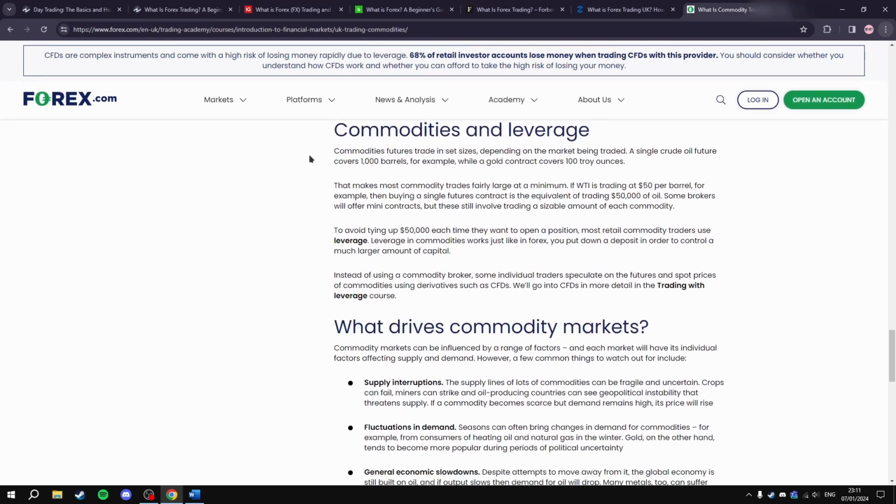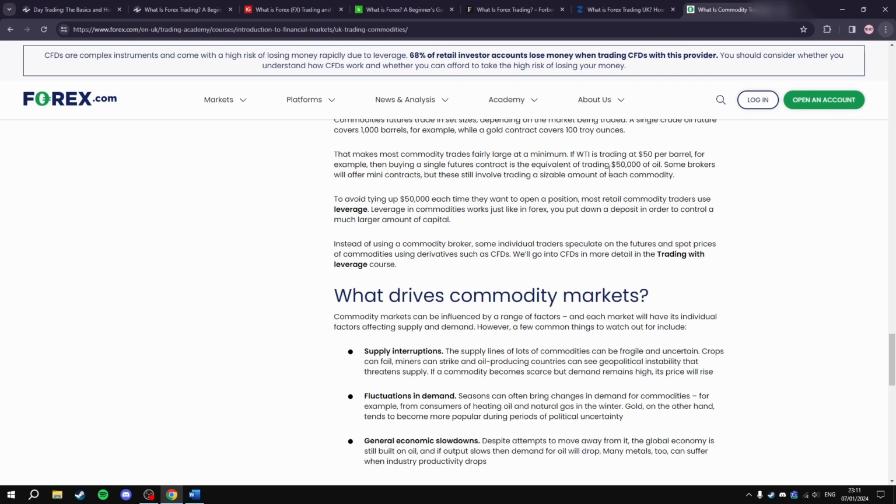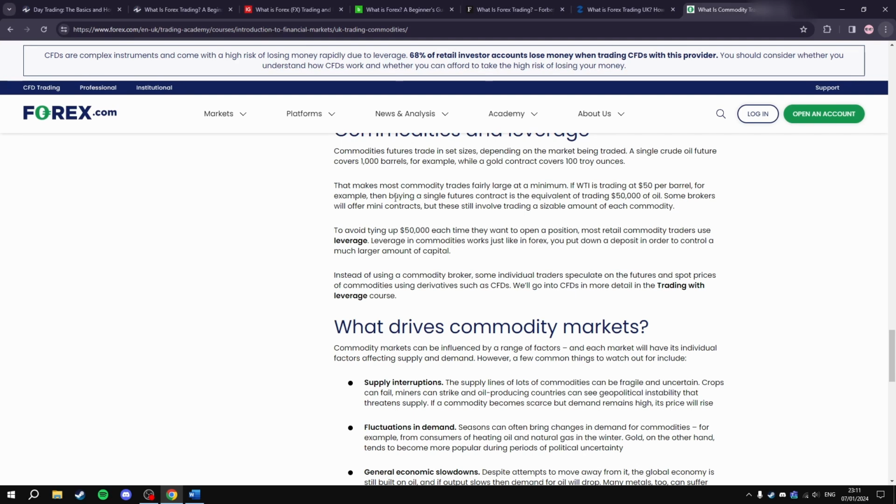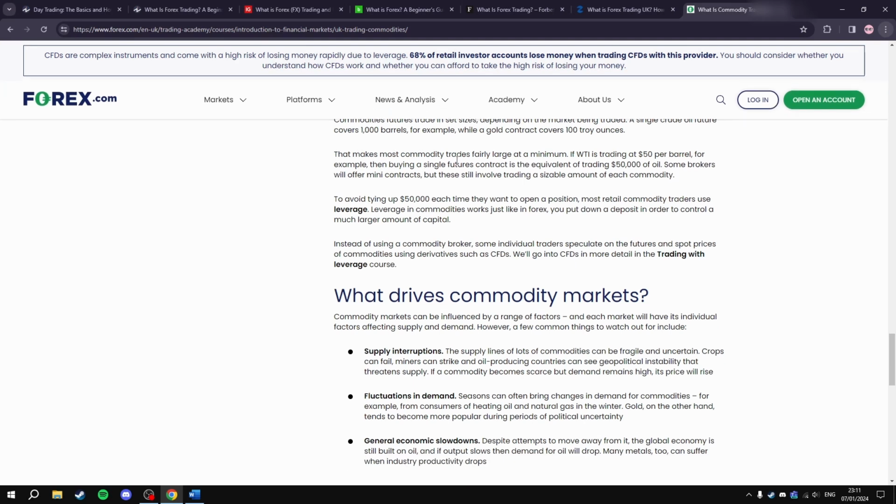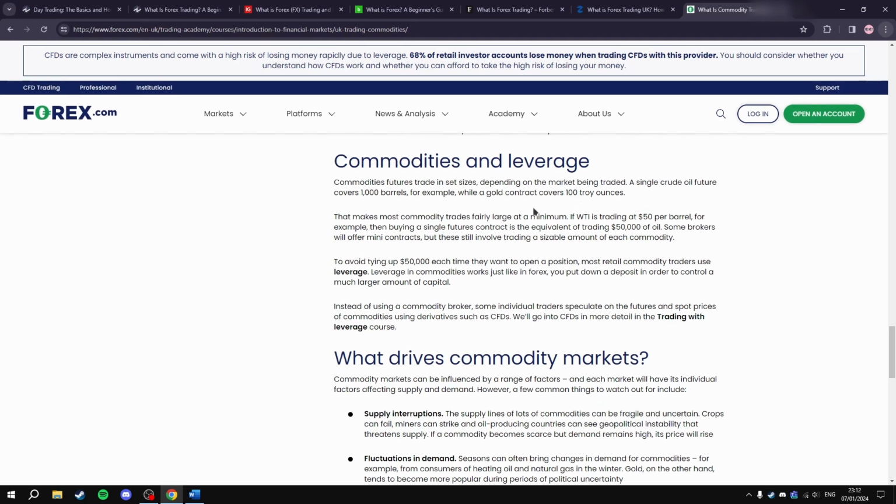Commodities and leverage. Commodity futures trade in set sizes, depending on the market being traded. A single crude oil future covers 1,000 barrels, for example, while a gold contract covers 100 troy ounces. That makes most commodity trades fairly large as a minimum. If WTI is trading at $50 per barrel, for example, then buying a single future contract is the equivalent of trading $50,000 worth of oil. Some brokers will offer mini contracts, but these still involve trading a sizable amount of each commodity.